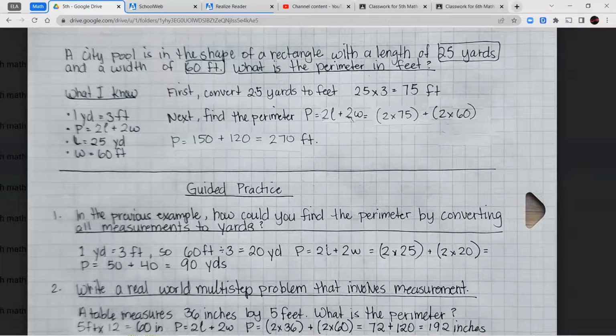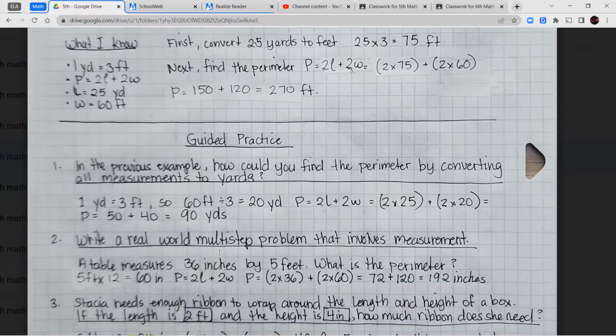So again, we have the same formula, and our other measurement is already in yards, so that one doesn't need converting. So 2 times the length, which is 2 times the 25, plus 2 times the width, which we just found out is 2 times 20, is going to equal 50 plus 40, which equals 90 yards. Now we know this is correct because 90 times 3 is going to give us 270. So we know that we can move between these two. Our answer is correct.